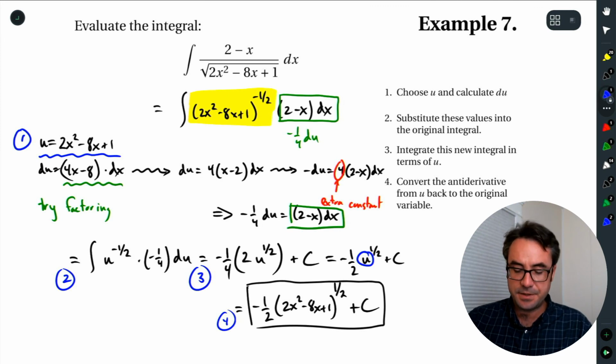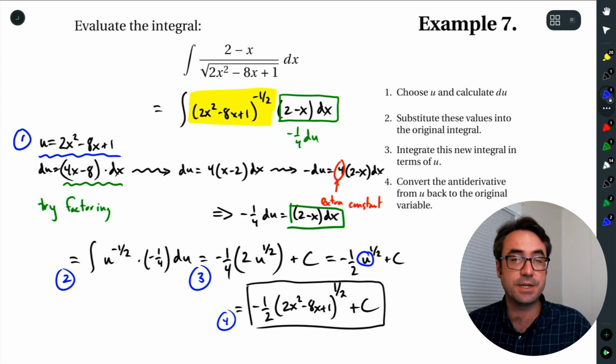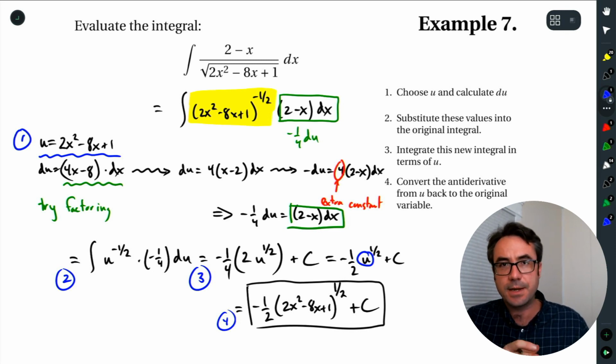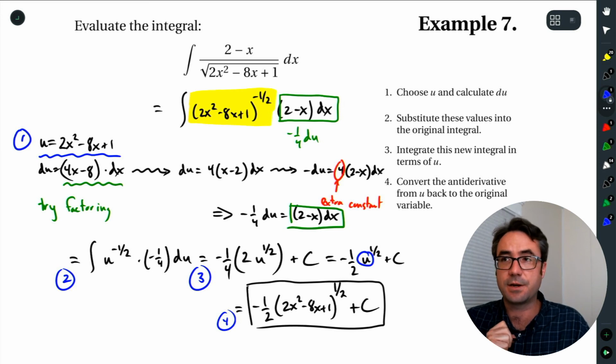So when we have these fractions and root functions, don't forget about rewriting the root function as a power function, and then even rewriting the fraction with a negative exponent. And then we also saw sometimes the differential takes a little bit of work. So you might have to try factoring, or try playing around with the differential that you calculated to get it matching with the leftover terms in our integral. All right.